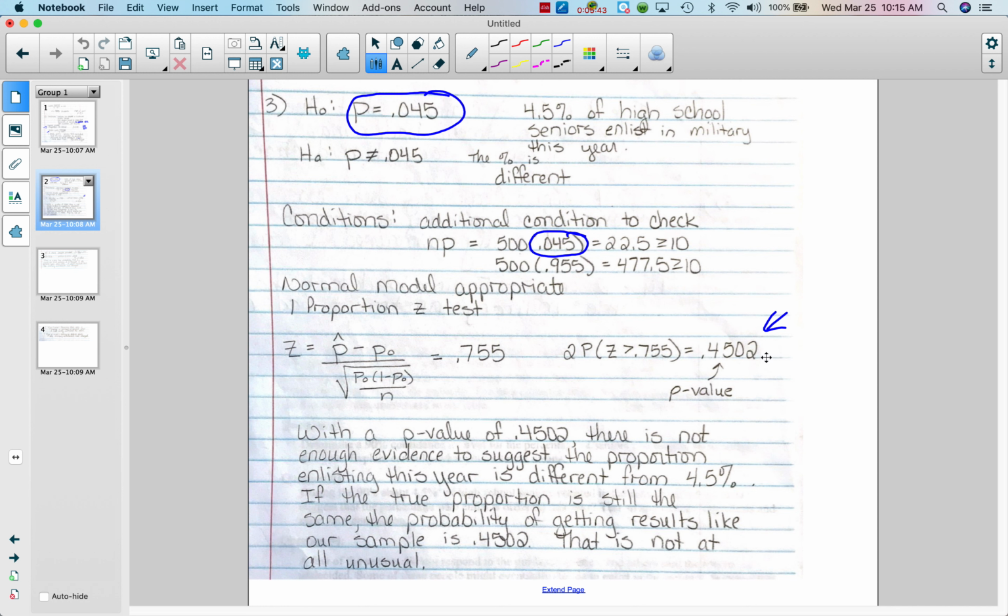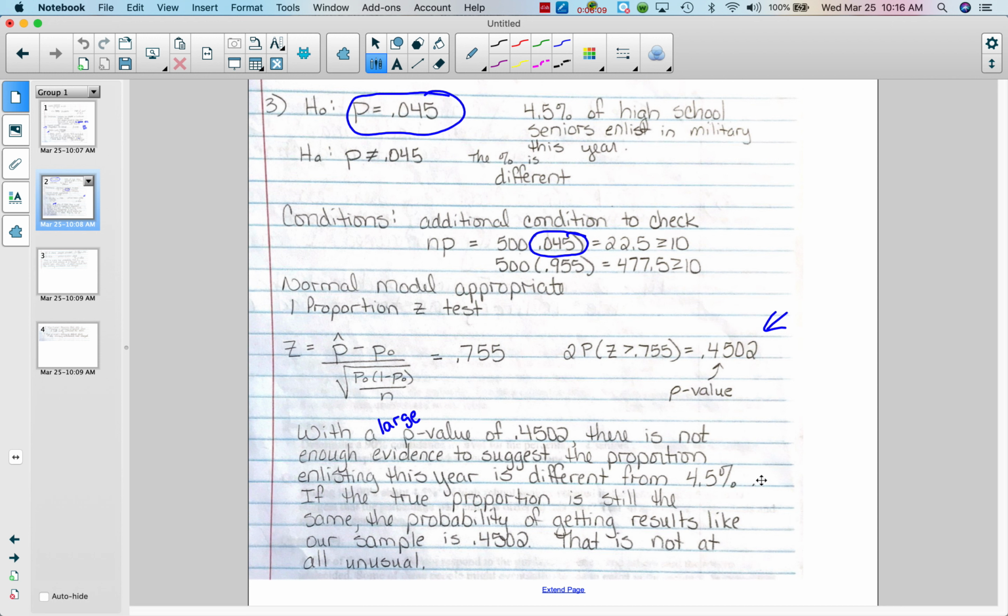That's large. With a large p-value of 0.4502, there is not enough evidence to suggest the proportion enlisting this year is different from 4.5%. That's actually my conclusion. I don't have enough evidence.